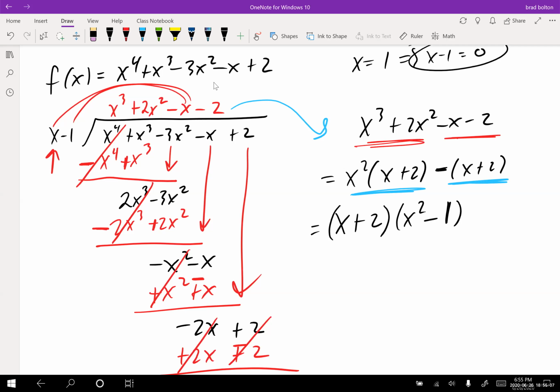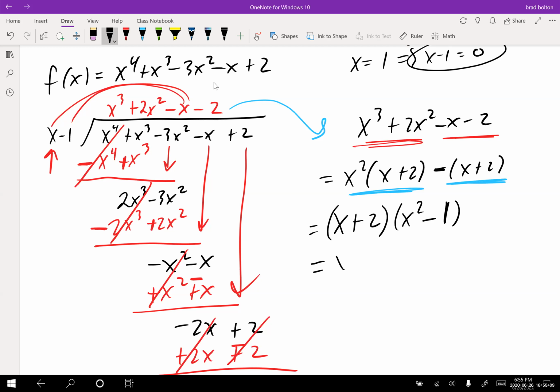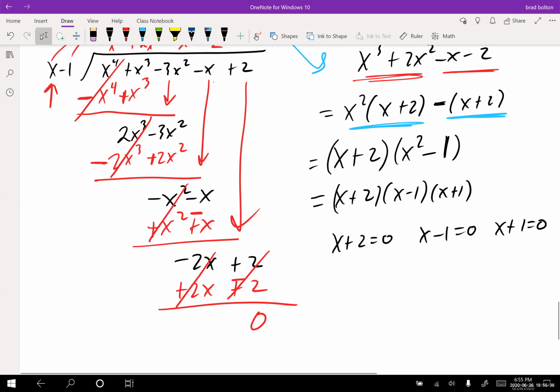Okay, so now we're here. Now we can factor this, and this becomes x plus 2 times x minus 1 times x plus 1. Now, if it isn't factorable from that point, then you have to do long division or synthetic division from there. But now I can see that my zeros are: x plus 2 equals 0, x minus 1 equals 0, and x plus 1 equals 0, okay? Now here's the thing, let's clean this up. x equals negative 2, x equals 1, and x equals negative 1.